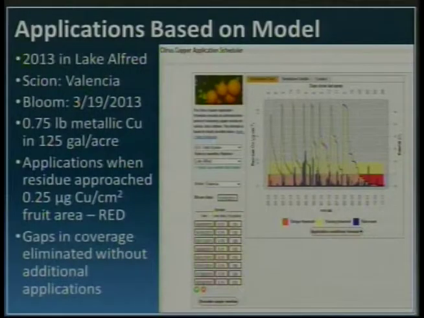But then looking at application based on the model in 2013, I used the exact same criteria, so same bloom date, cyan, and quantities, and then I just triggered it to do the next application when we hit the 0.25 micrograms of copper per fruit area, and that is when you hit that red line. And the gaps in coverage were eliminated without any further applications.